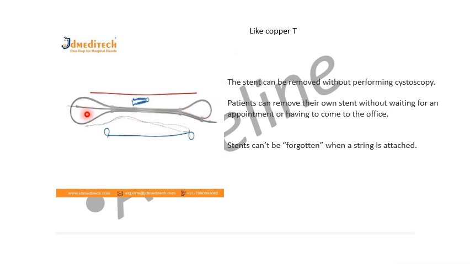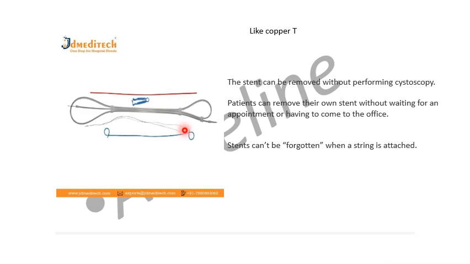So what is this thread? You see, the thread is on one end. It is just like a copper T. This thread will be placed outside the urethra, and sometimes even patients can remove it at the scheduled time. Usually they don't, so they will come back to your OPD.